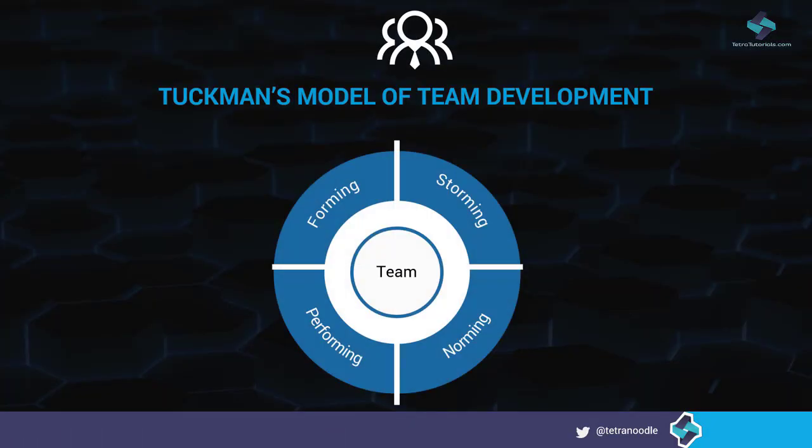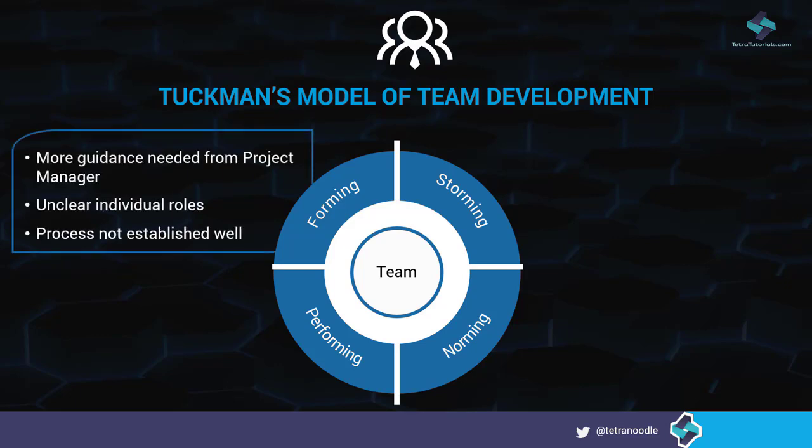Let's now look at the popular Tuckman's model of team development. Every team goes through a transformation of 4 stages: forming, storming, norming, and performing. Forming is the initial team formation stage. This is where the team needs more guidance from the project manager.